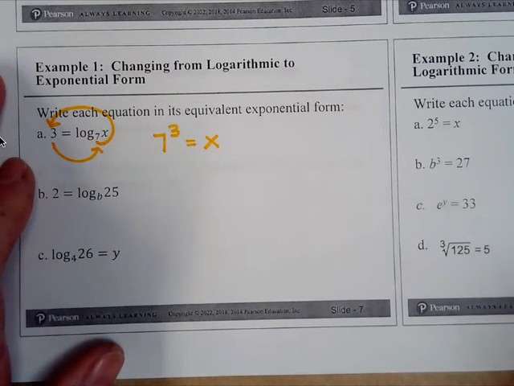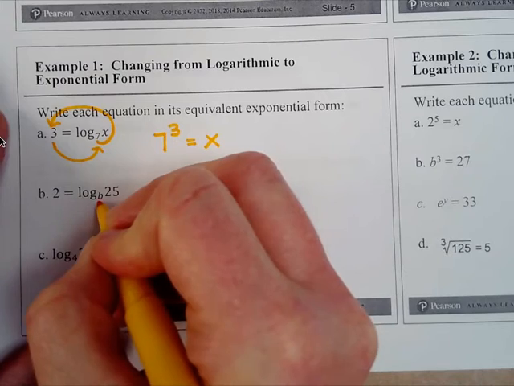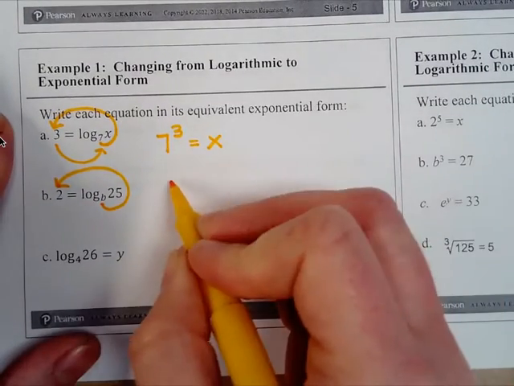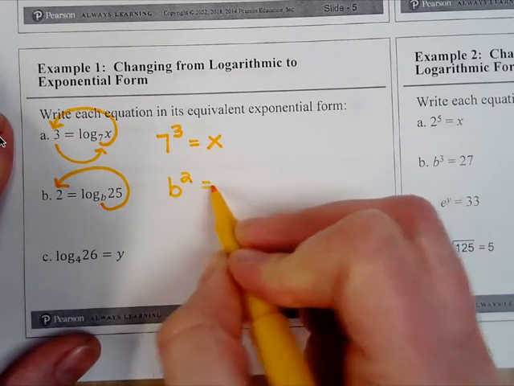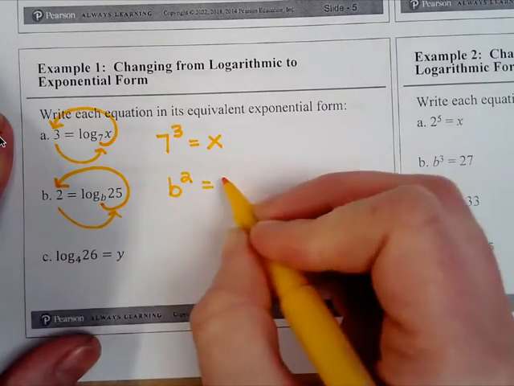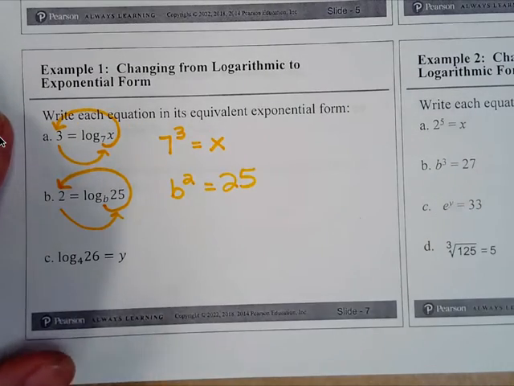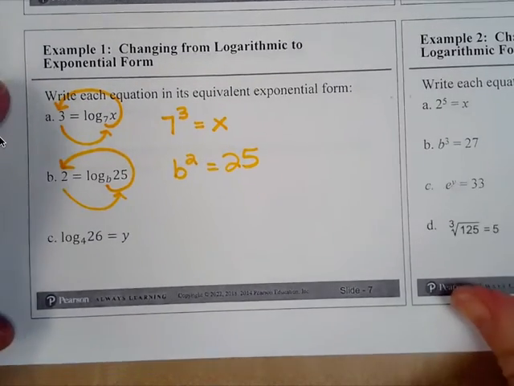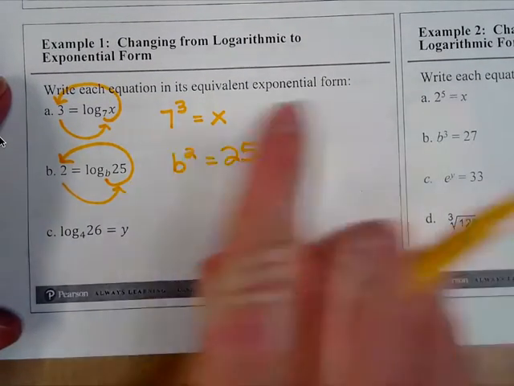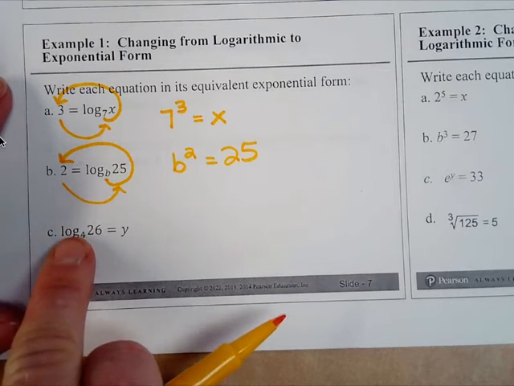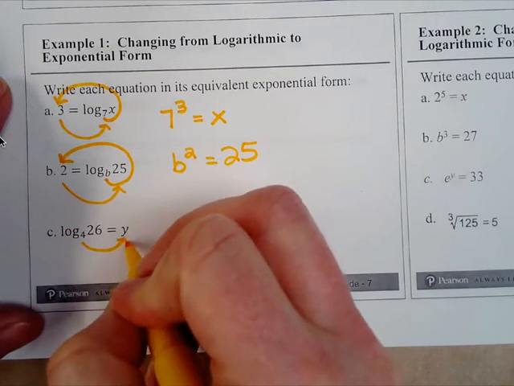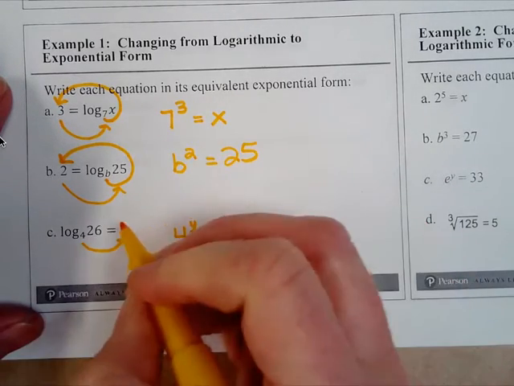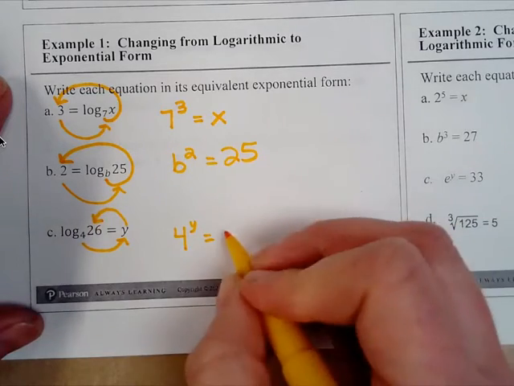So you're always starting at base b. Here we have base b. We're going around to the other side. So that'll be b squared equals the other number, 25. We're not actually going to solve it. We're just learning how to convert it. Okay, we're still doing the same thing. We started at our base, go to the other side of the equal sign. So we write that as 4 raised to the y equals 26.